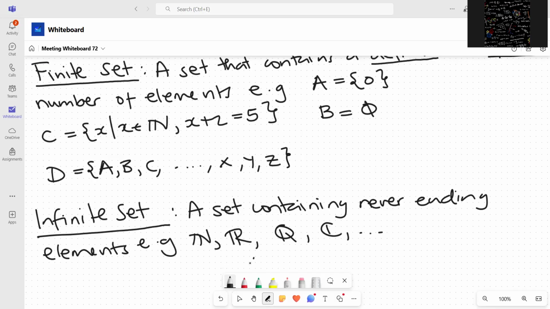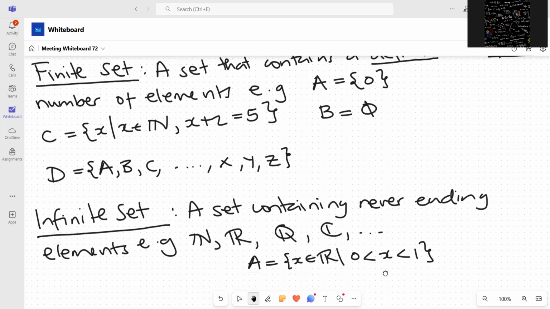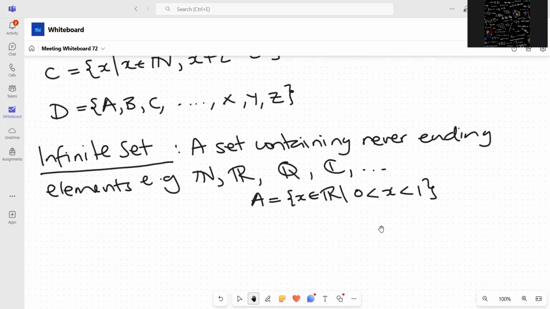Okay, even a set like this, A, such that X is a real number and X is between 0 and 1, okay? So if you look at all the real numbers between 0 and 1, there is an infinite number of them, okay? So even this set here is infinite.